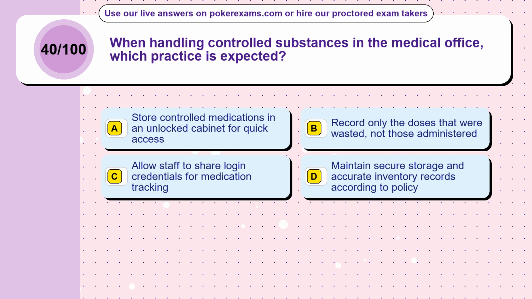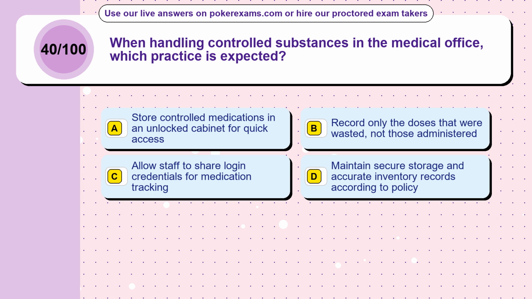Question 40. When handling controlled substances in the medical office, which practice is expected? Option A. Store controlled medications in an unlocked cabinet for quick access. Option B. Record only the doses that were wasted, not those administered. Option C. Allow staff to share login credentials for medication tracking. Option D.